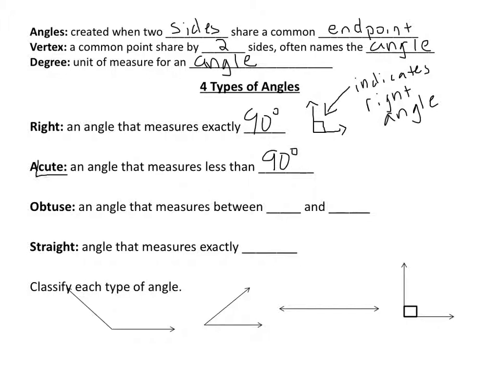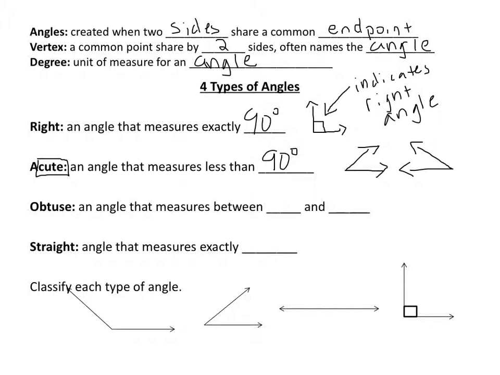If you focus on the cute part, think about how some girls will say, oh, it's so cute, if it's like little. An acute angle is a little angle, so it would be less than 90 degrees. So it would be something like that, or something like that. The direction that the angle points has nothing to do with it.